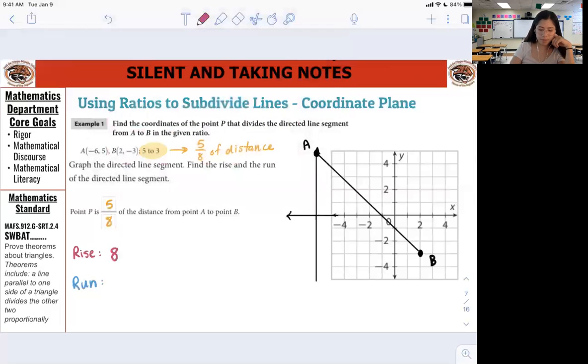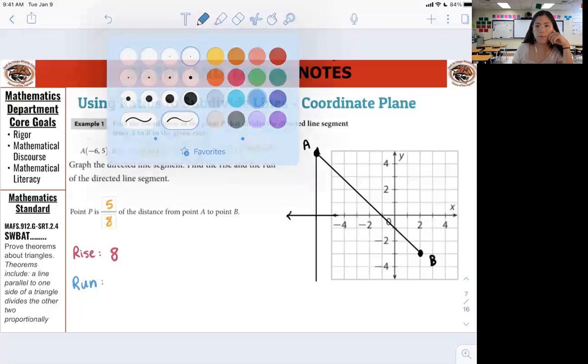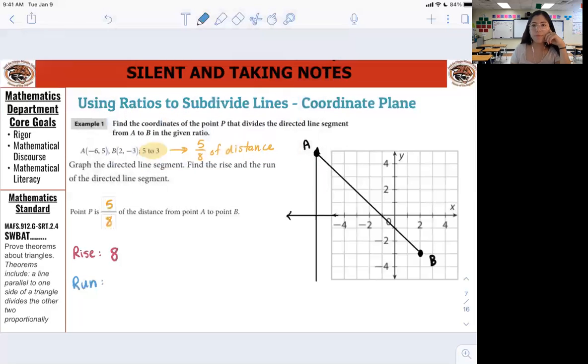What's my run? 8 as well. I think that's right. Yeah, 6. 6 plus 2 is 8. Yes, 6. You gotta count really, really carefully, Tyrone. Just make sure that when you're counting, you go 1, 2, 3, 4, 5, 6, 7, 8. So don't count the first one. Go from the first one to the second one.